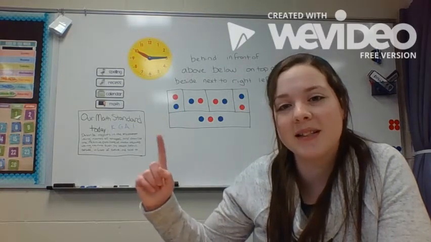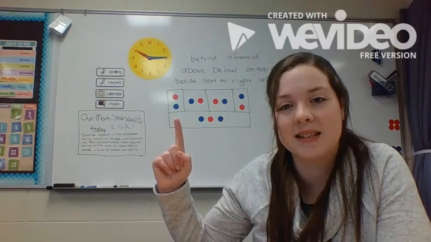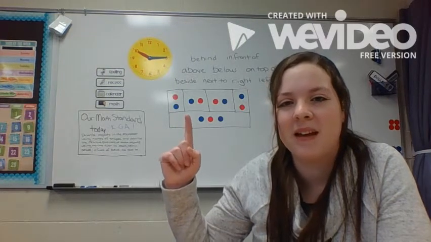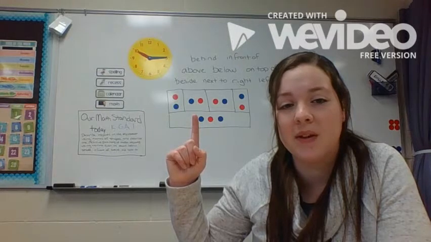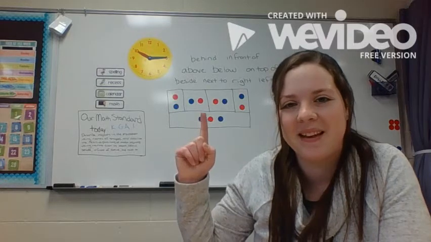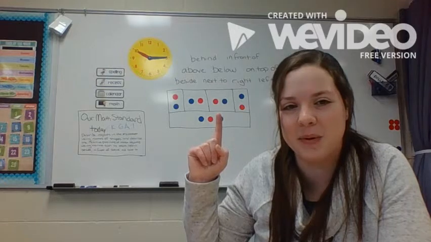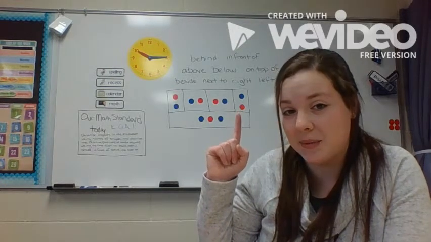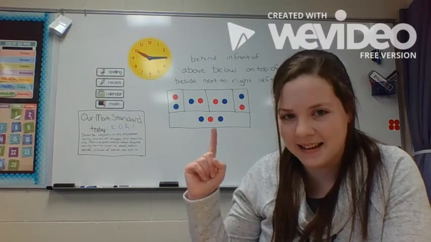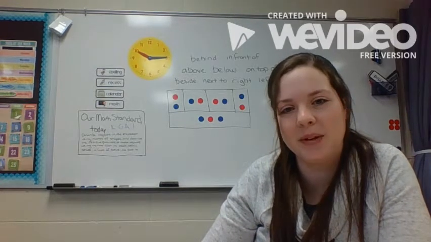So if we go all the way to this side, we're going to talk about the red dot. In this example, the red dot is above the blue dot. In this example, the red dot is to the right of the blue dot. In this example, the red dot is to the left of the blue dot. In this example, the red dot is below the blue dot. And in this one, the red dot is in between the two blue dots.